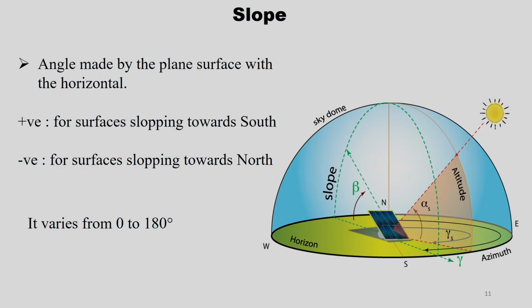And then the next is slope, angle made by the plane surface with the horizontal. So, it varies from 0 to 180 degree. If the surface is sloping towards south, it is calculated as positive 0 to 180, and for surfaces sloping towards north, it is negative.